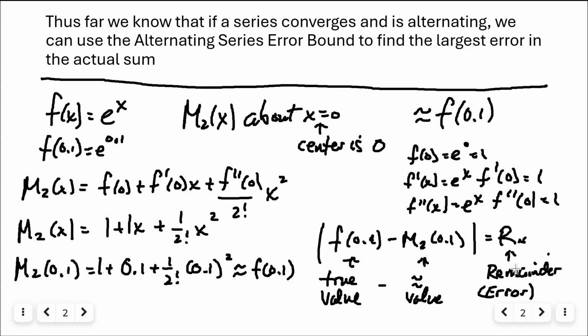Now, the question is, how do we find this error? And that's what Lagrange's error bound is all about. How can we figure out how far off we are? Because the issue is, you're not going to know what the true value is. If you knew what the true value was, you never would have tried to approximate it with the Maclaurin polynomial. You literally just would have found the true value. Why bother approximating with the Maclaurin polynomial then? I could just take 0.1, find e to the 0.1, type it in a calculator, and it gives you your answer.